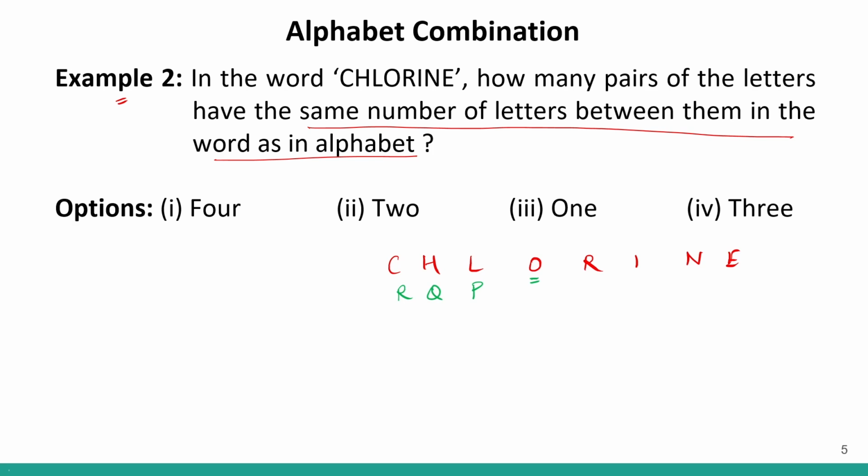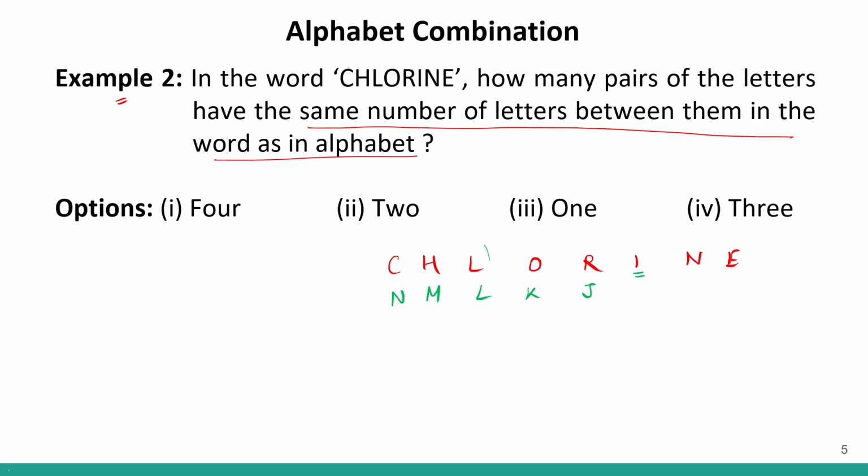O, P, Q, R, S. No commonality is there, so we will move on to R. Okay? After R, we have S, T, U, V. Similarly, S, T, U. Is there any common letter? No. So we will move on to the next one, which is I. After I, we have J, K, L, M, N. Do we see any common letter?